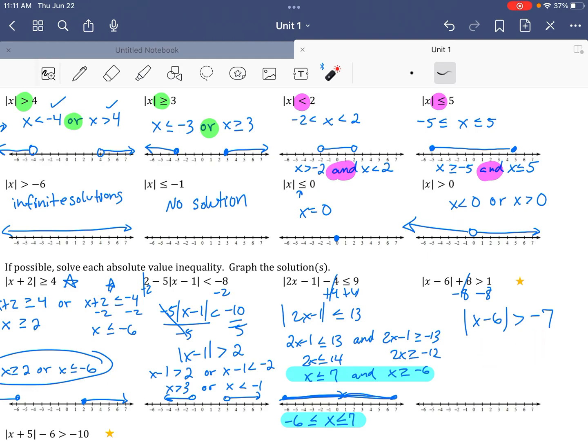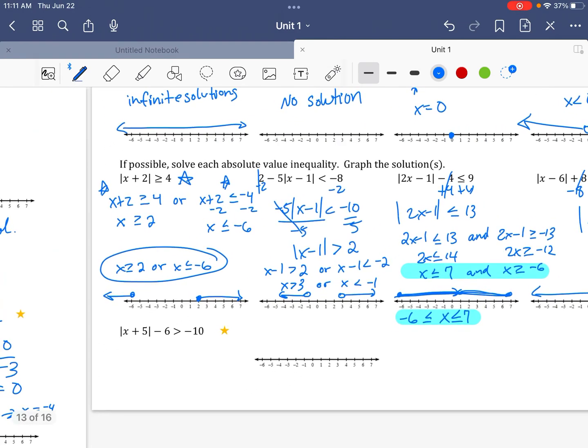So then you say to yourself, when is a positive greater than a negative? So a positive is greater than a negative all the time. Every single moment it's going to be greater. Even if it's 0, it's still bigger than a negative. So my answer here is infinite solutions, or all real numbers. So my answer is anything I want it to be, anything.